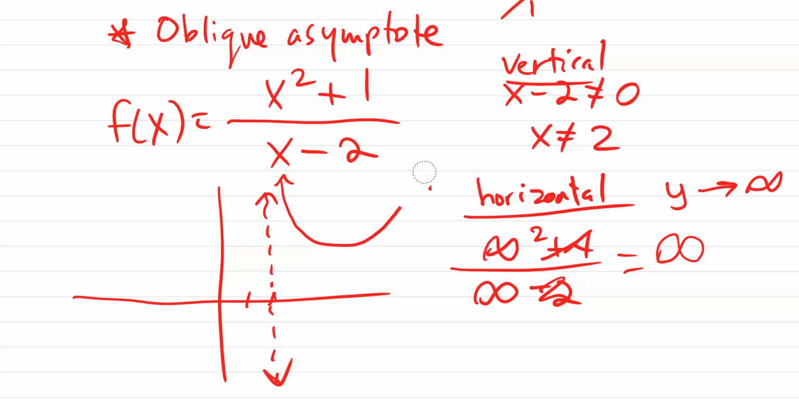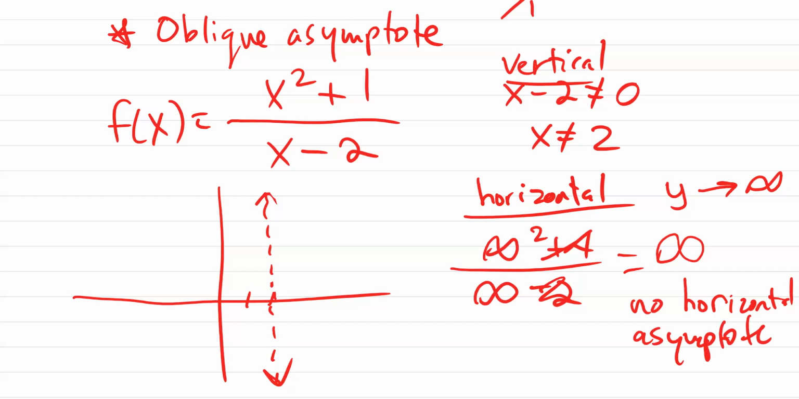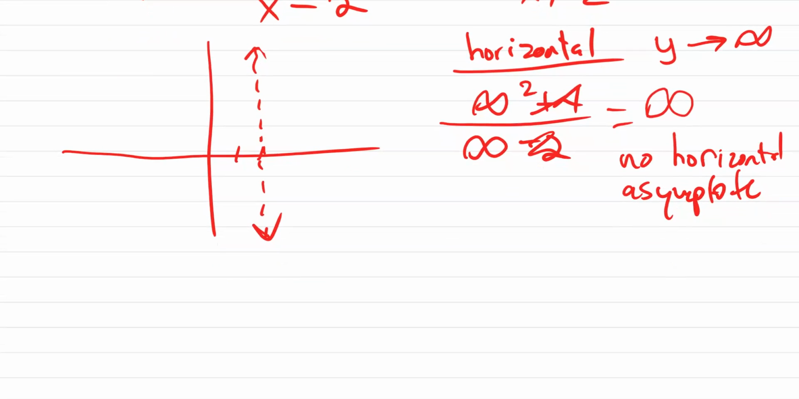So how do I fix that? Well, it doesn't have a horizontal asymptote, because it ends up coming back up. And if I do the same thing with negative infinity, it would just make it go to negative infinity. But basically, I need to find what's called an oblique asymptote. And what this means is that we have an asymptote that is at an angle, like a linear equation.